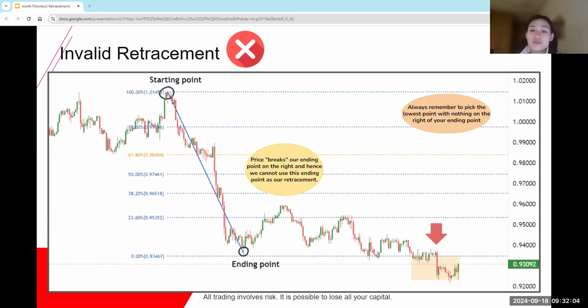So this is an example of an invalid retracement. So price has broken below that 0.0% level, right? And it's made a lower low. So you always want to remember to pick the lowest point with nothing on the right that's lower than it.